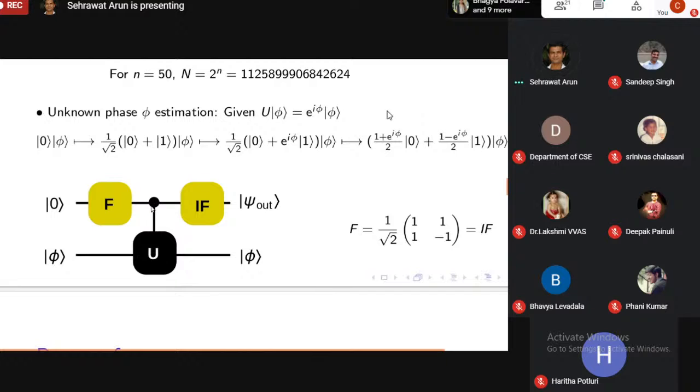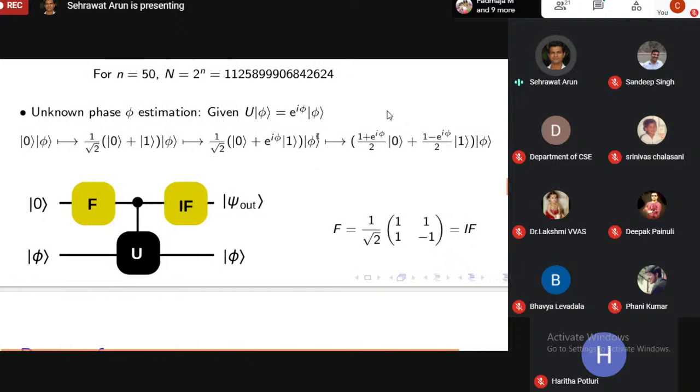Now the control is at 1. If the first qubit is 0, it doesn't do anything. If the first qubit is 1, then it applies this U operation, which gives this phase factor e raised to power i phi to the 1. Since this is an eigenstate, it stays as is, and now they are not entangled.